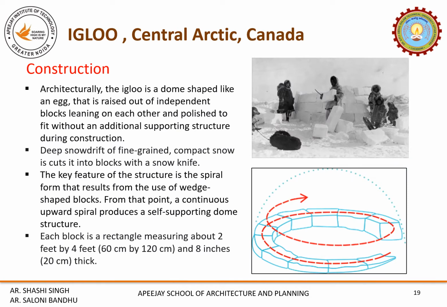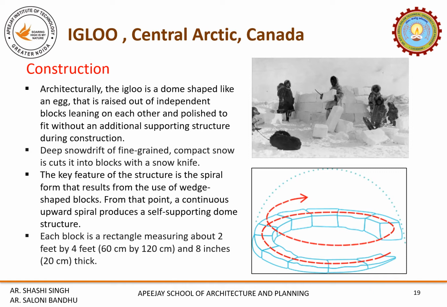Talking about the construction of an igloo. As we know, an igloo is a dome which is not a hemisphere but a parabola. This is raised out of independent blocks leaning on each other and polished to fit without any additional supporting structure during construction. Deep snowdrift or fine-grained compact snow is cut into blocks and used. These blocks measure approximately 2 feet by 4 feet by 8 inches in size.